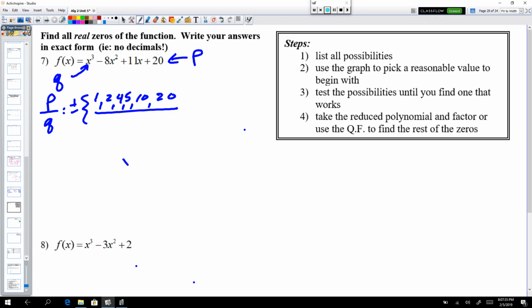And all the things that multiply to Q, well, Q is just 1, so that's just 1. And I'm not even going to really bother rewriting these because we can all see that positive and negative 1, 2, 4, 5, 10, and 20 are my possible rational reals. So now I'm going to look at the graph. I'm going to go graph this in my graphing calculator, and I'm going to see if I can see any of these numbers at the axis so that I can have a place to start with.